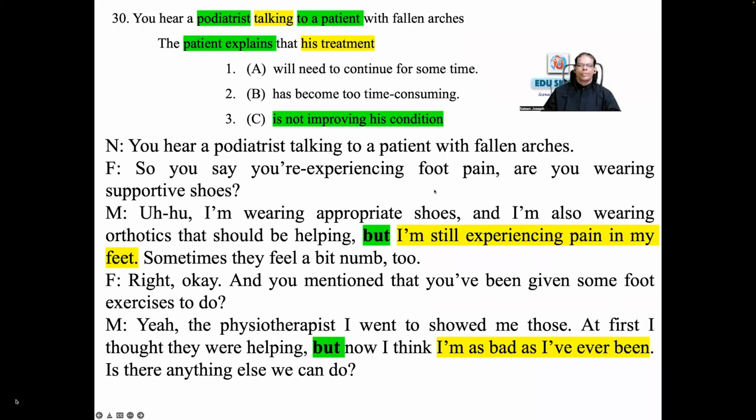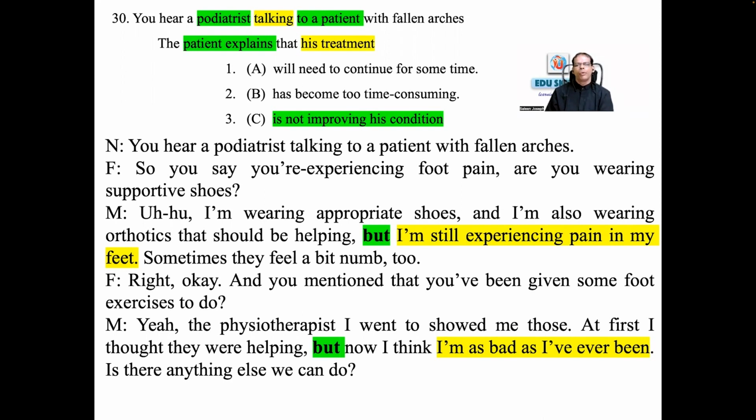See, the contrasting words clearly give the answer. You see, I am doing something, treatment. What is the treatment? Wearing appropriate shoes. I'm also wearing orthotics that should be helping, but I'm still experiencing pain in my feet and also a bit numb. See, but it is not improving, it is not helping. Again, they say the physiotherapist showed me those, and at first I thought they were helping, but now I think I am as bad as I have ever been. That means my condition is very bad, which means I'm not improving.